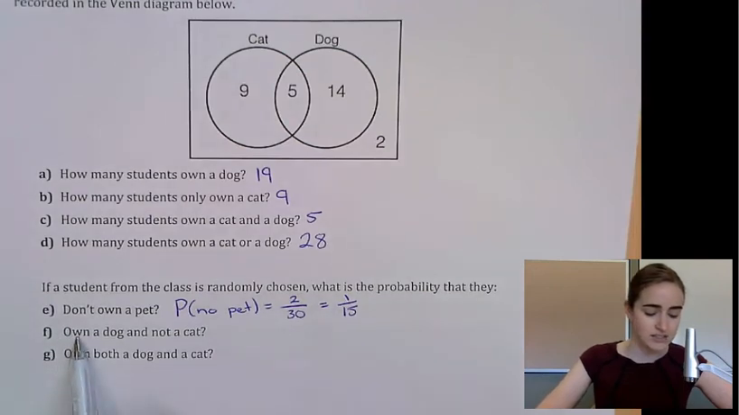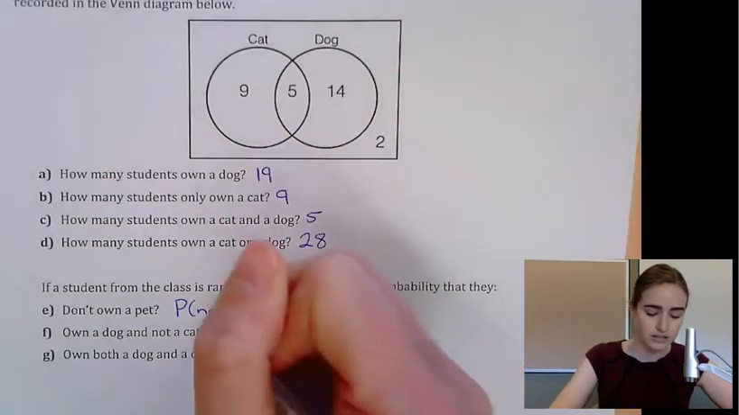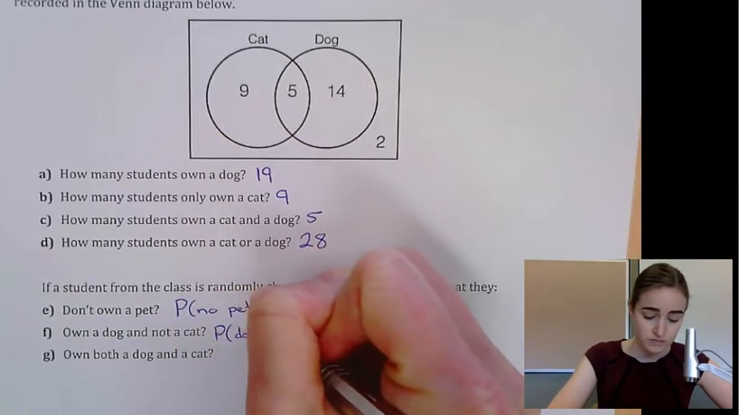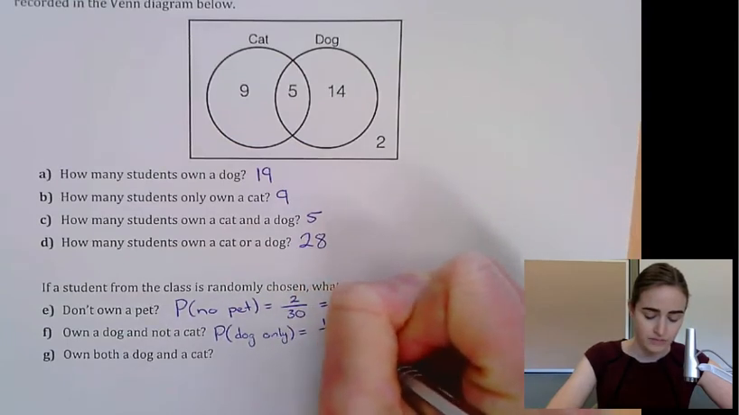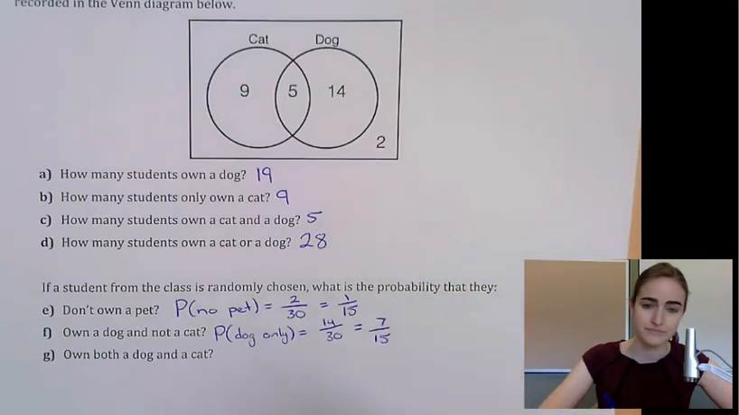Our second question asks us, what is the probability that a student owns a dog and does not have a cat? So that would be dog but not cat, so just that 14. So the probability of dog only would be 14 out of 30, which would simplify down to 7 out of 15.